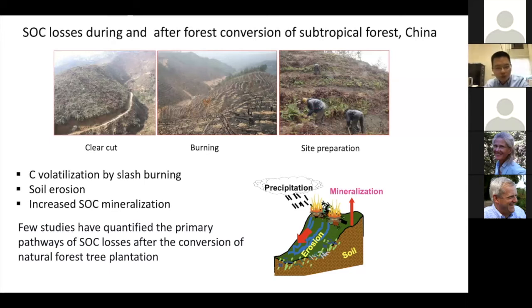So although we found that this human disturbance is important to quantify the SOC losses, there are still few studies that have quantified these SOC losses in the field.